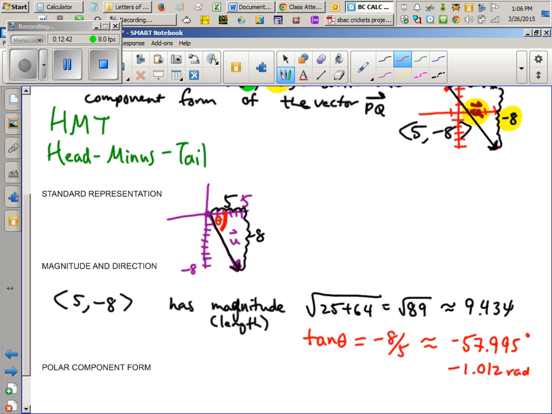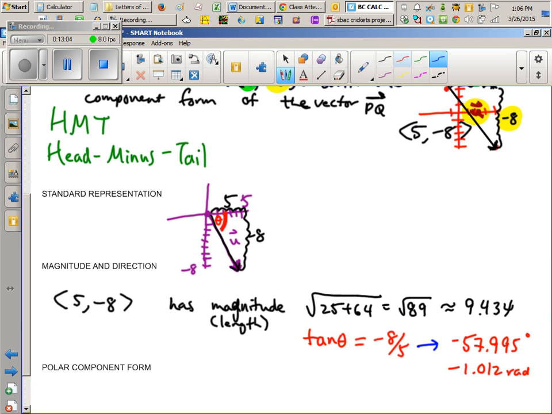So I did inverse tan. I shouldn't have done equals there. I should have done an arrow. I did inverse tan of -8/5. Let me do an arrow there. So theta came out to this. And you can write it in either form. I don't care, just as long as you know which form it is, and title it degrees or radians. Okay?